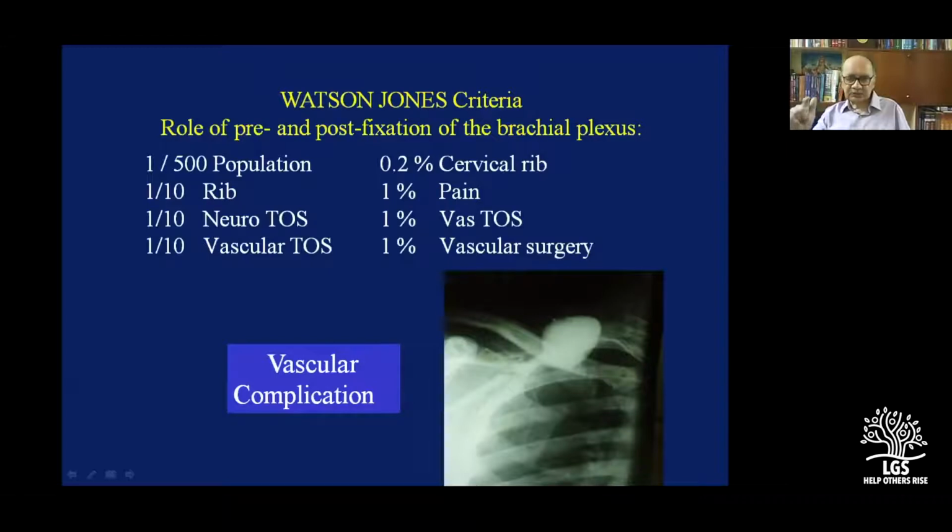The chances of you seeing a patient with vascular TOS: 1 in 500 have a cervical rib, 1 in 10 of the ribs produce pain, 1 in 10 neuro produces 1% of vascular TOS, and 1 in 10 vascular produces complications in 1 in 10. So it's rare. Vascular complications are rarer in the arterial TOS.